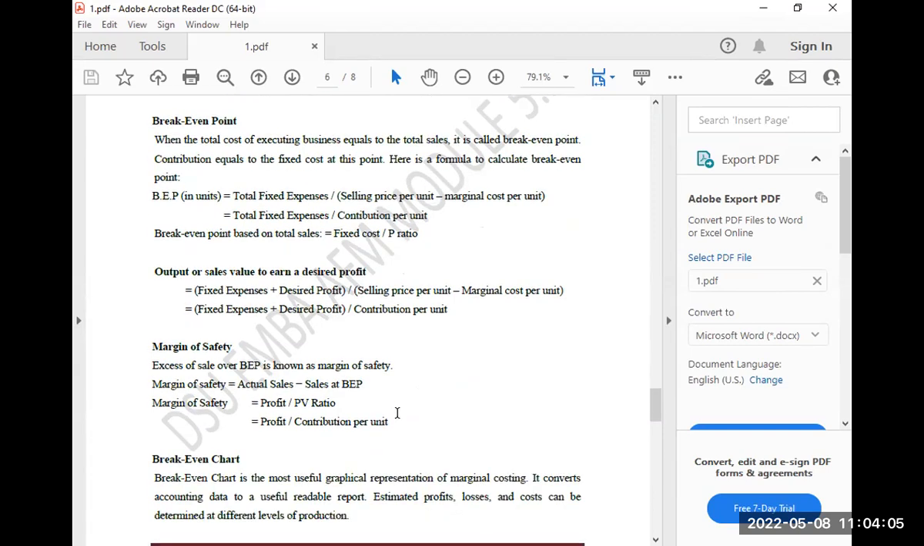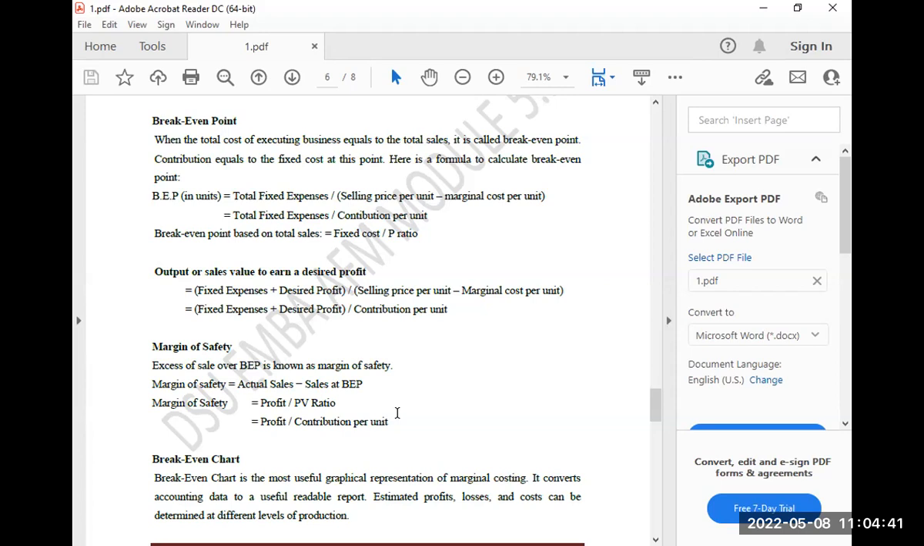Next, another concept is called margin of safety. What is margin of safety? Just now we told in the beginning, if you reach break-even point and you are still going beyond that, everything beyond break-even point is called margin of safety. So margin of safety means your safety by how many units, by how much amount of profit. Margin of safety is equal to actual sales minus break-even sales.